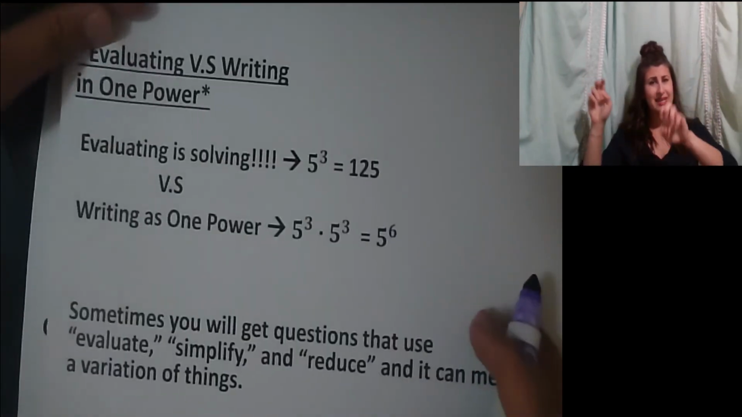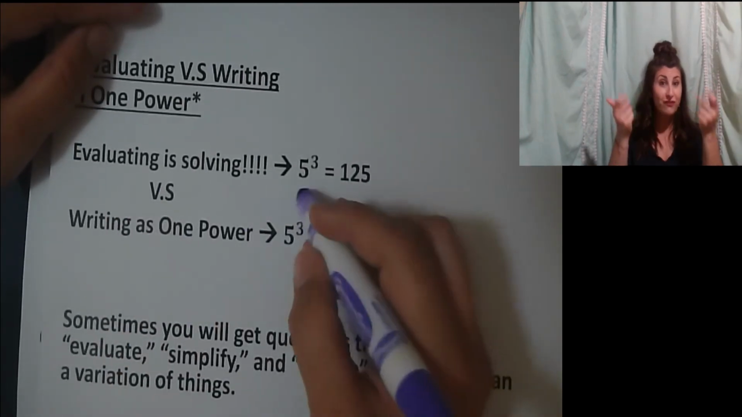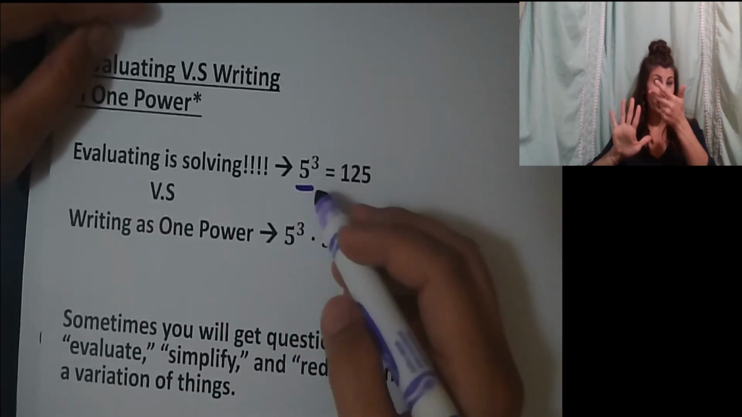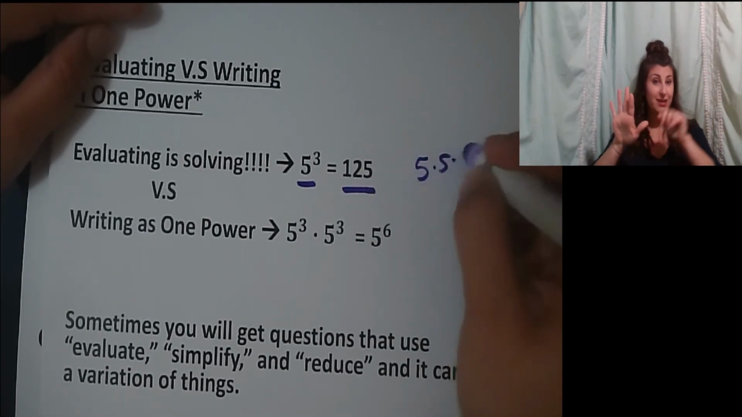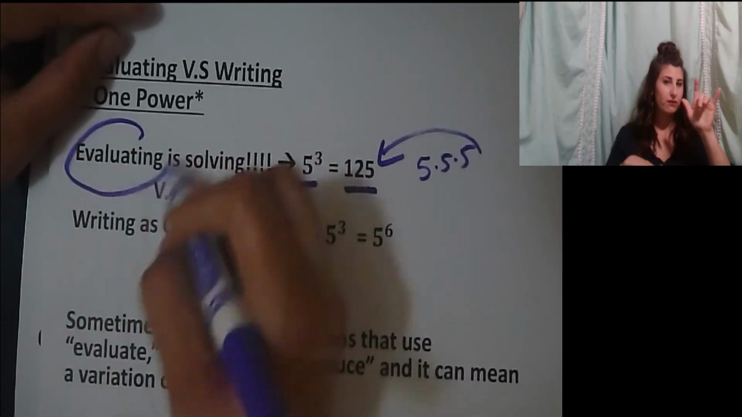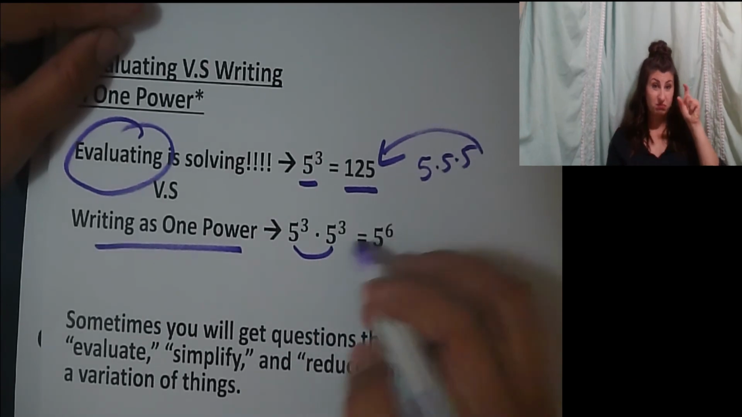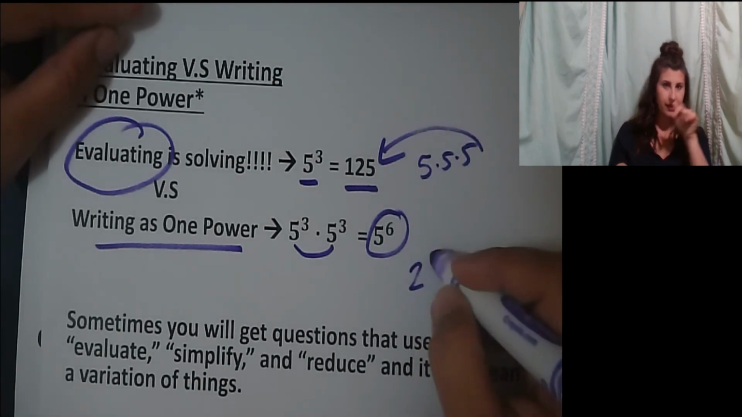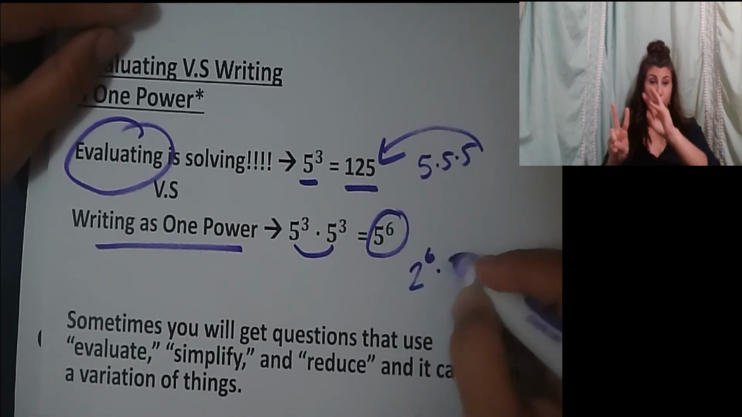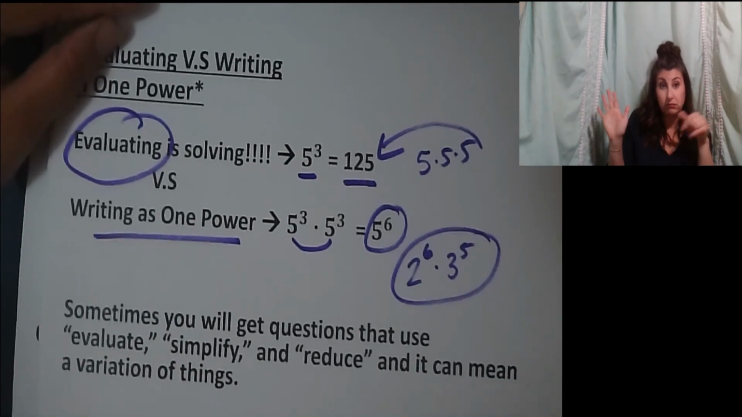And what's the difference between evaluating versus writing in 1 power? Evaluating is solving. So if I have 5 to the third, which is 5 cubed, I need to solve it to make 125. So 5 times 5 times 5 equals 125. That is evaluating. If I'm writing it as 1 power, that means I'm combining bases that are the same to make it look like that. Or if there are bases that are not the same, like 2 to the 6 times 3 to the 5th, that's simplified. I just leave it just like that.